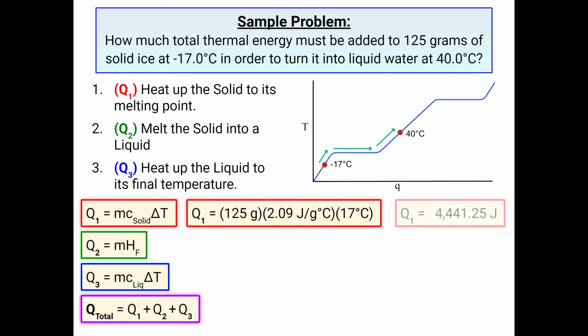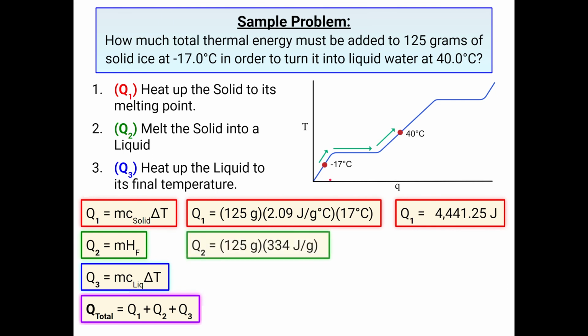We could put all those numbers together in our calculator and get an answer of 4,441.25 joules of energy. That's how much energy is required to do just this first little step right here. So that's how far we would walk on the x-axis. That's how much Q we add going from here to here. Stage 2, here we go.